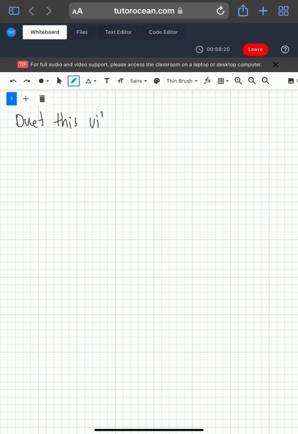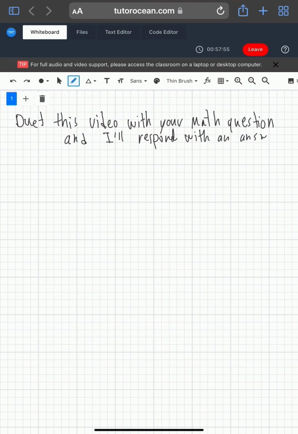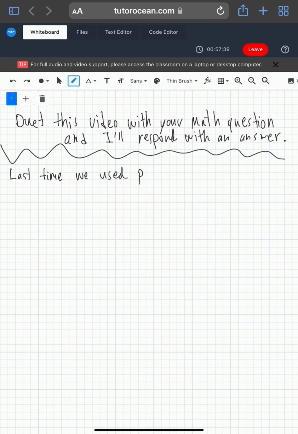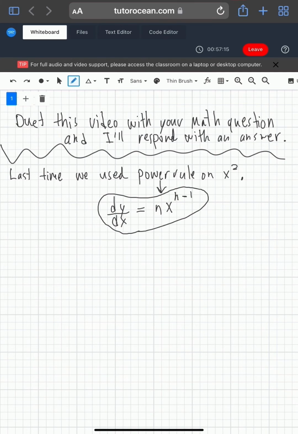In this video, we're going to show how to use the power rule and how it makes sense using the definition of a differential. So we're going to look at y is equal to x cubed. And here's the power rule right here. dy over dx is equal to n times x to the n minus 1 power.